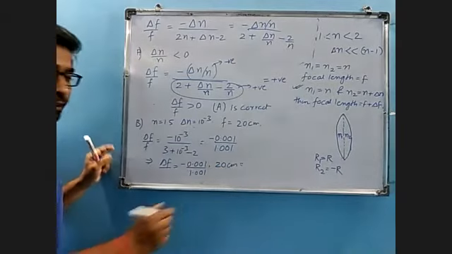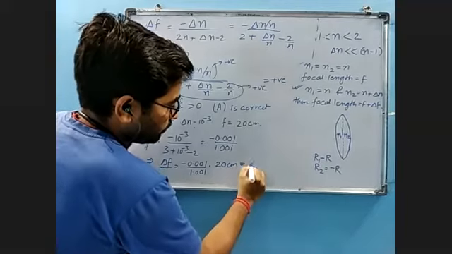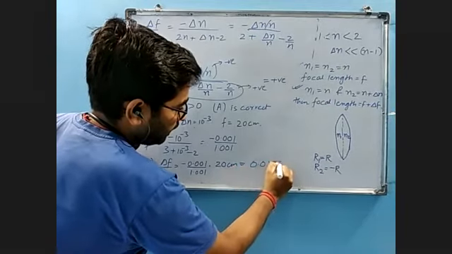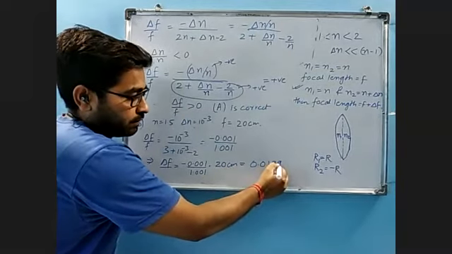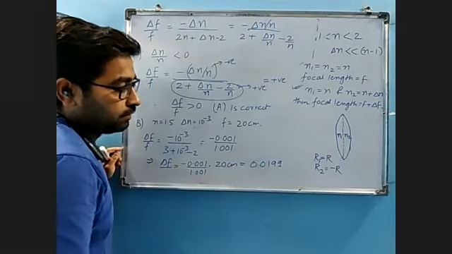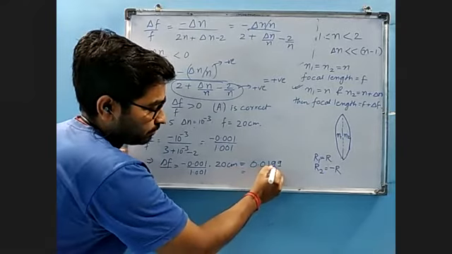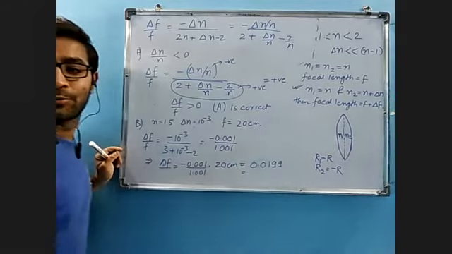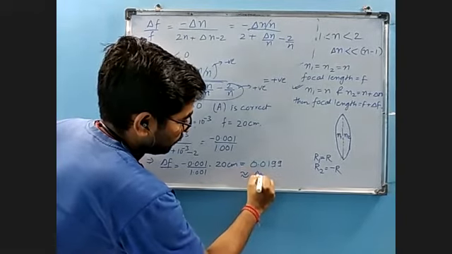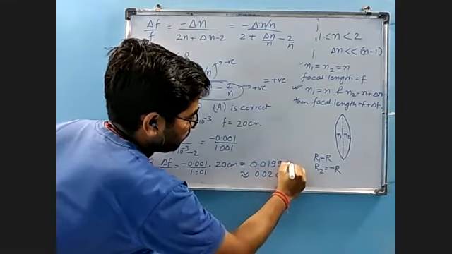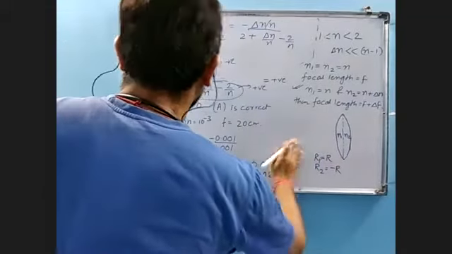So when you solve this particular thing, you will be getting around 0.0199 something. When you reduce it to 2 decimal places, what you will get is approximately 0.02 centimeter. That's all. So that means the second option is also correct. That means B part is also correct.